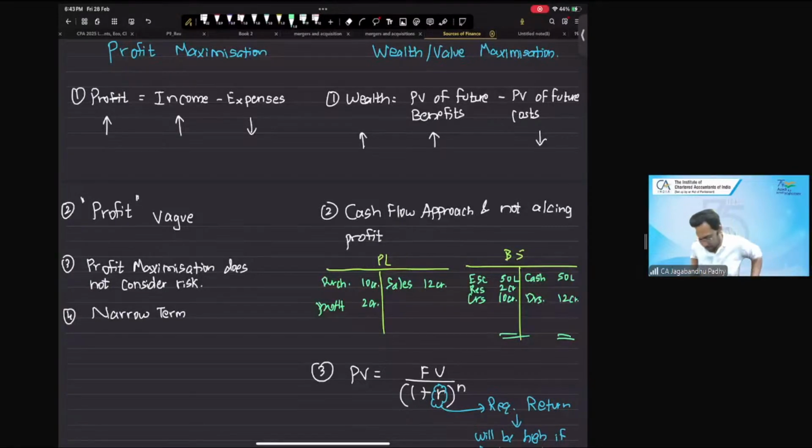Correct? So we should be having cash flows, and therefore we say that when we are looking at wealth maximization, we are not looking at just the book profits. We are looking at the cash flows. So when we say we're looking at the cash flows, we are essentially talking of what will be the value of cash inflows and outflows that we are going to have.